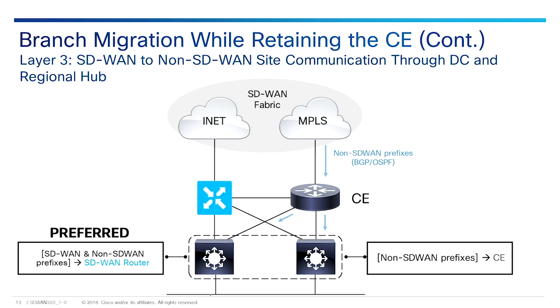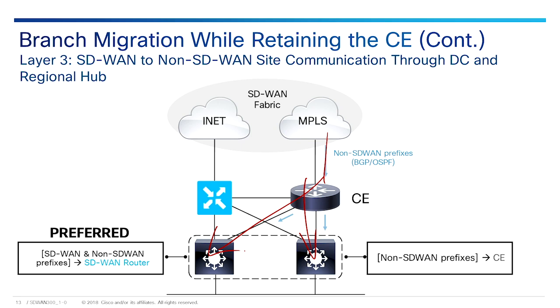From the MPLS side, the CE receives all non-SD-WAN prefixes and forwards those prefix announcements to the core switches. Okay? So all MPLS routes are sent this way and redistributed as they were before. Now the switches are going to see the following. For SD-WAN routes, a path through the SD-WAN router and the CE router. For non-SD-WAN routes, a single path through the customer edge.